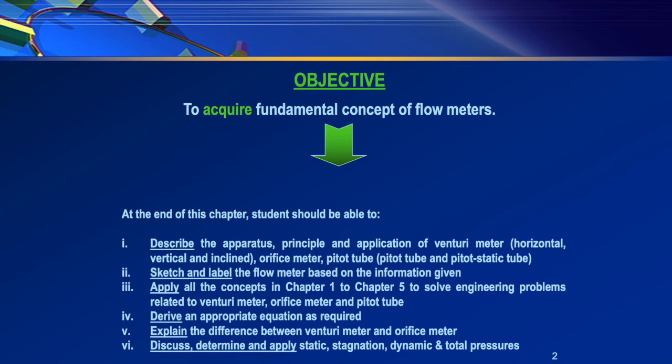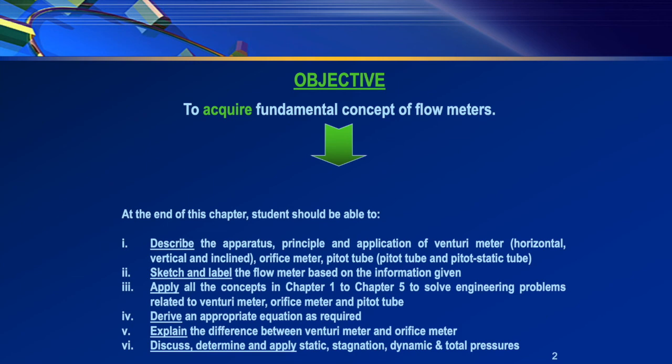Number two, sketch and label the flow meter based on the information given. From the equation, you can draw a suitable diagram of a Venturi meter, orifice meter or pitot tube, based on the information given in the question. Third, apply the concepts from chapter 1 to chapter 5 again, because chapter 6 is much more about application. You have to revise chapter 1 up to chapter 5, and you will apply them in chapter 6, in order to solve engineering problems related to Venturi meter, orifice meter and pitot tube.